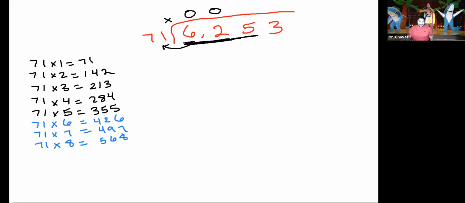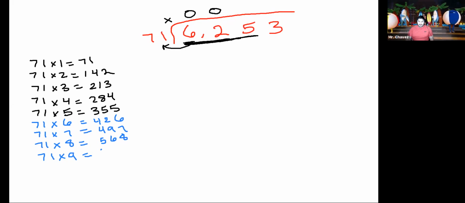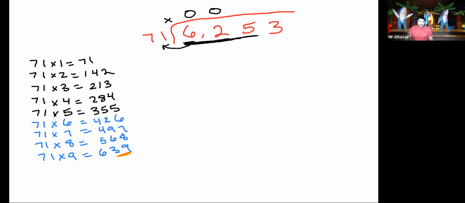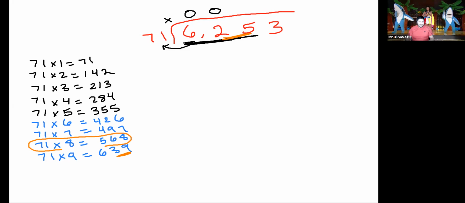I'm still not close yet. Let me try 71 times 9. So someone tell me what's 71 times 9? 639. Oh, and as you can see, I'm close to it, but 639 is bigger than 625, so I can't use it. It's too big. So the closest one I'm going to use is going to be this one.